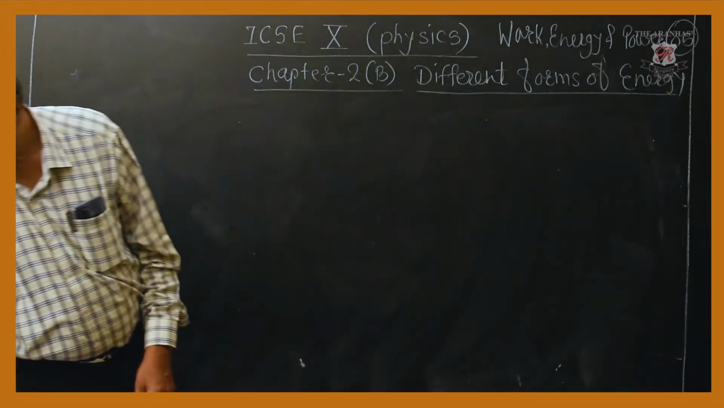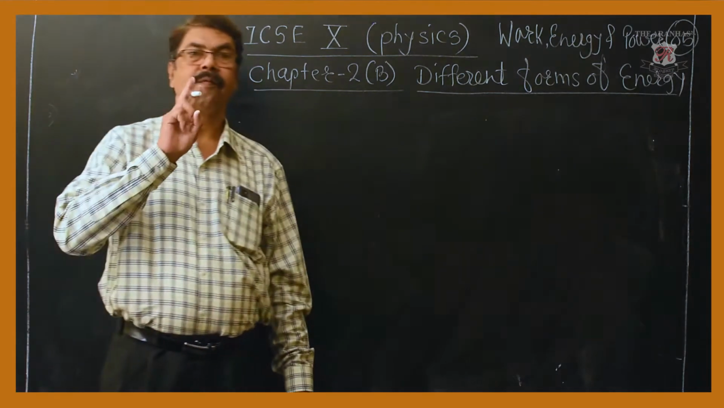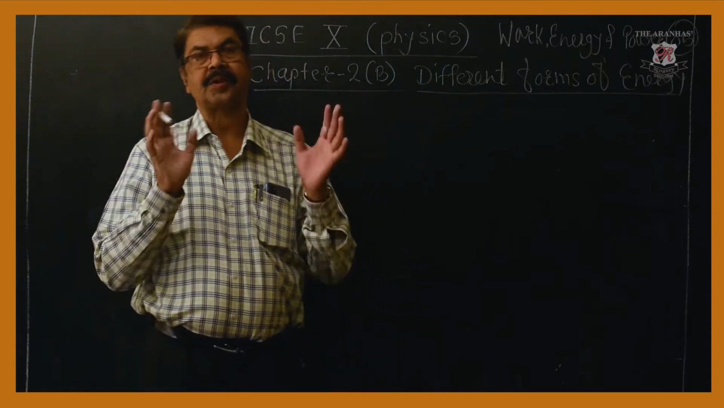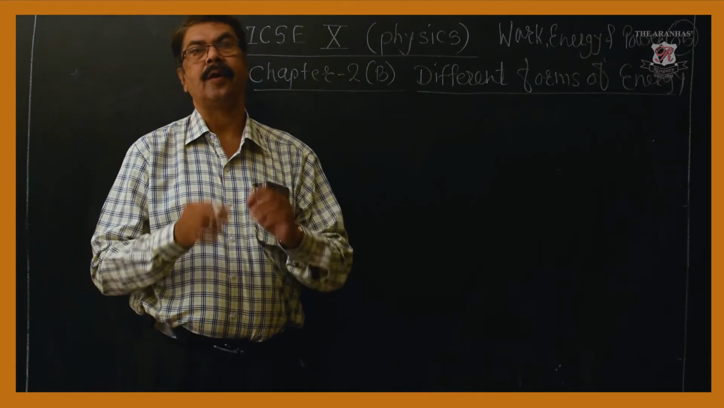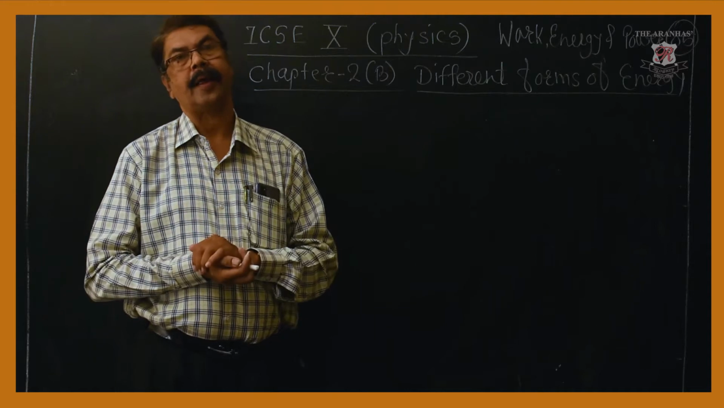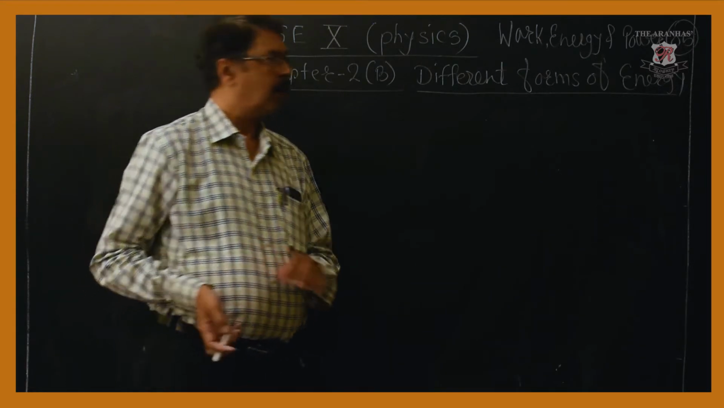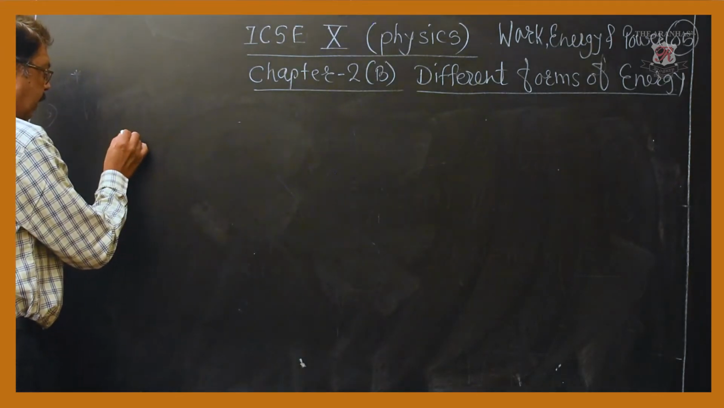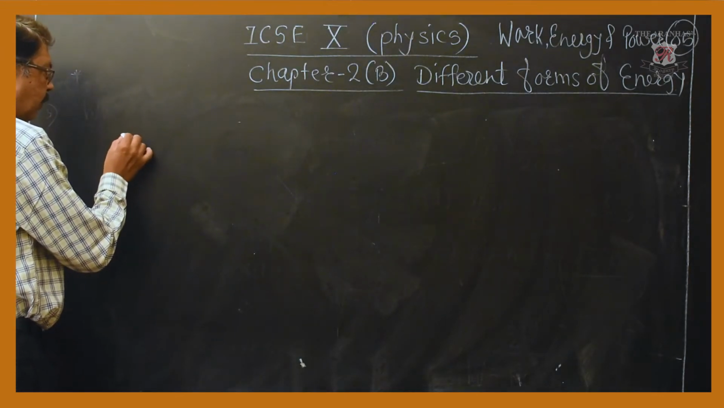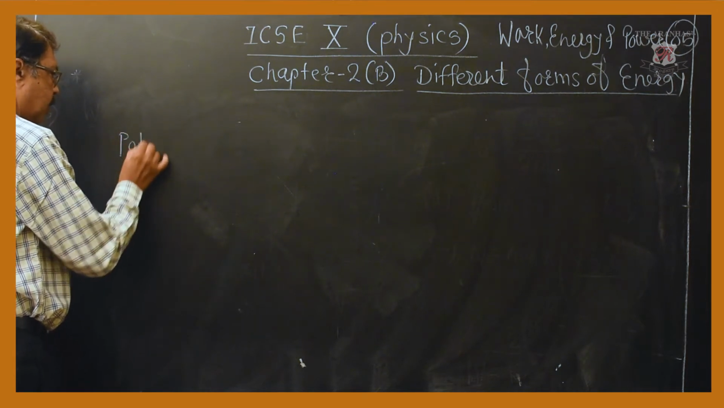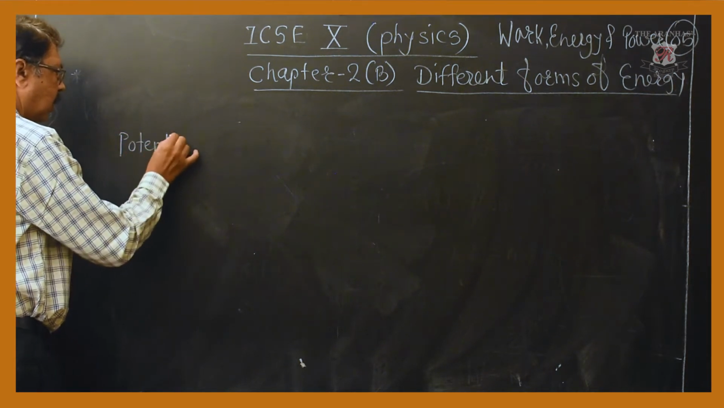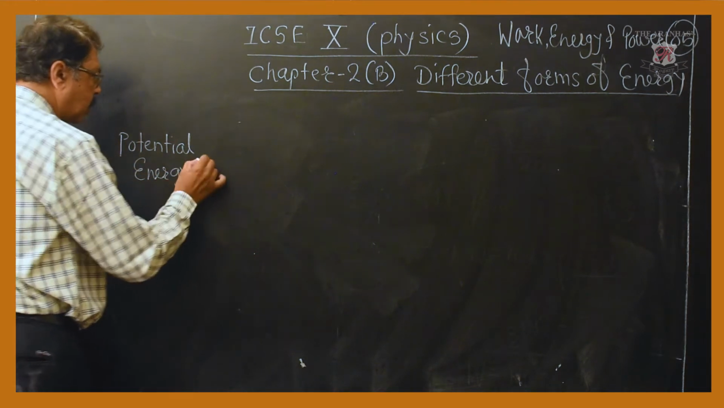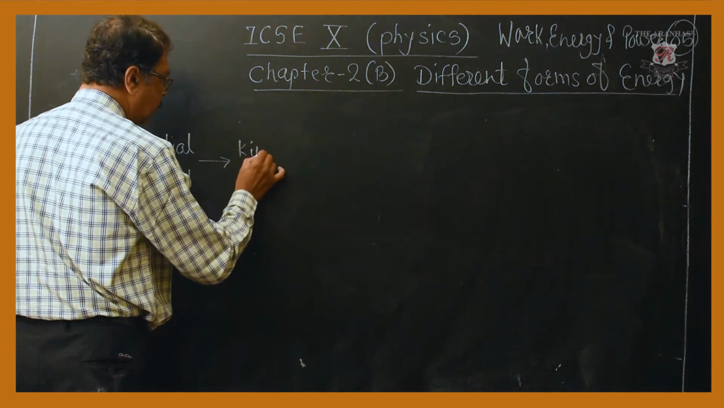So you have studied two types of mechanical energies, potential and kinetic. The sum of these two energies gives you the total mechanical energy of the object. Now, generally, whenever there is conversion, potential energy may be converted to kinetic energy.